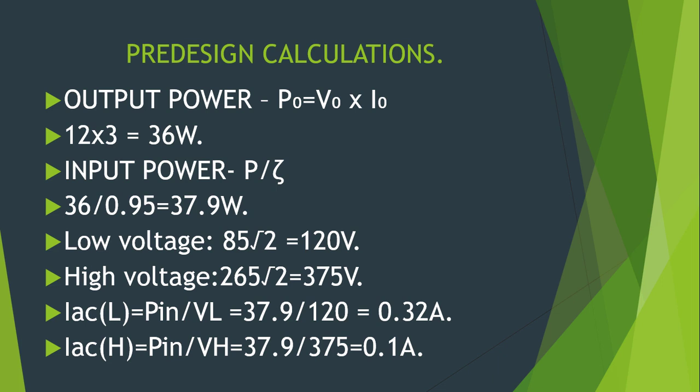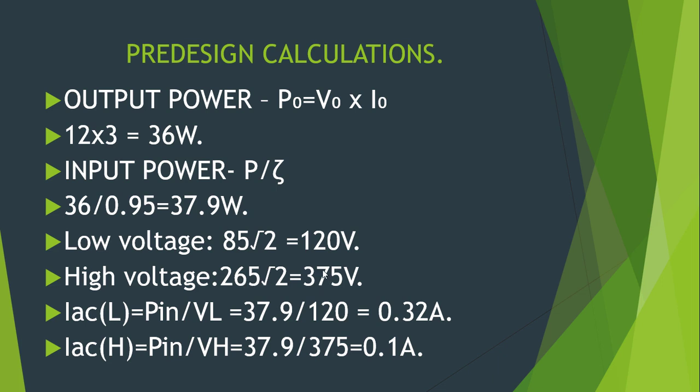For low voltage now, we have 85 times root 2, which gives 120 volts. And for high voltage, we have 265 times root 2, which gives 365 volts. What this means is that this is the peak voltage. So if anything happens and the voltage eventually goes high, which is root 2, this is what we should get for the low side. If we are getting the maximum of the low side, it should be this. And if we are getting the maximum of the high voltage side, which is root 2, it should be this.